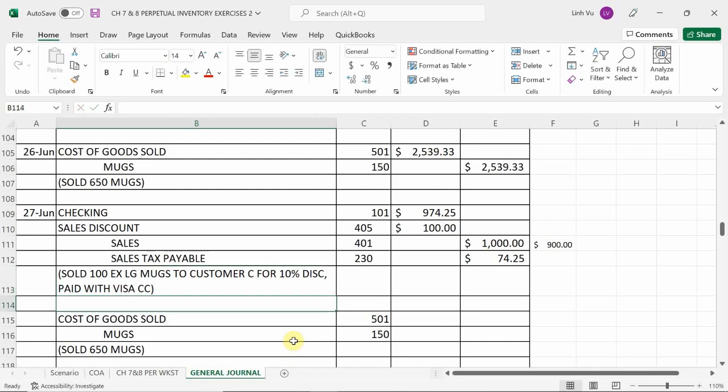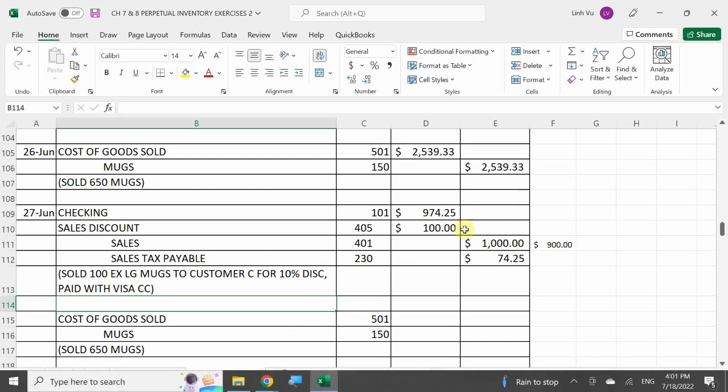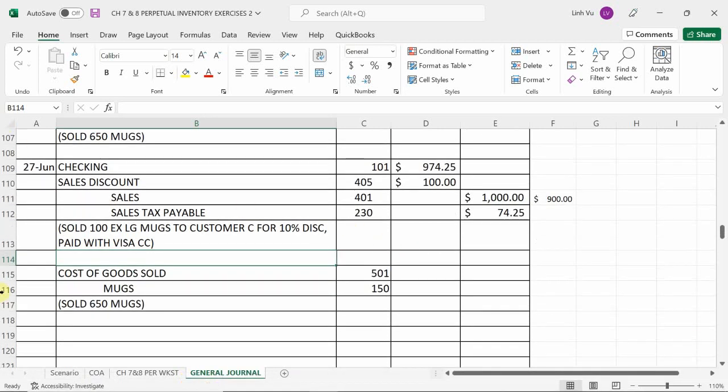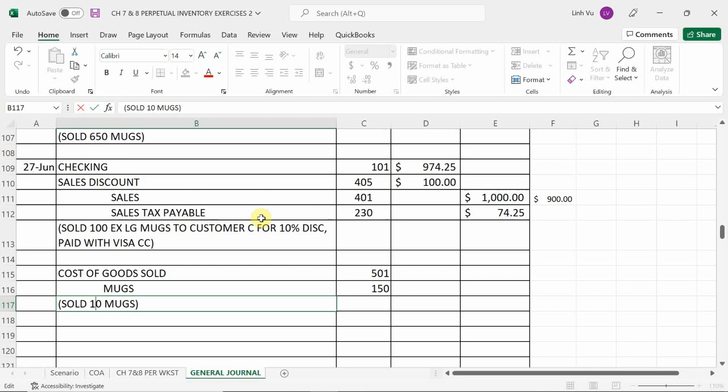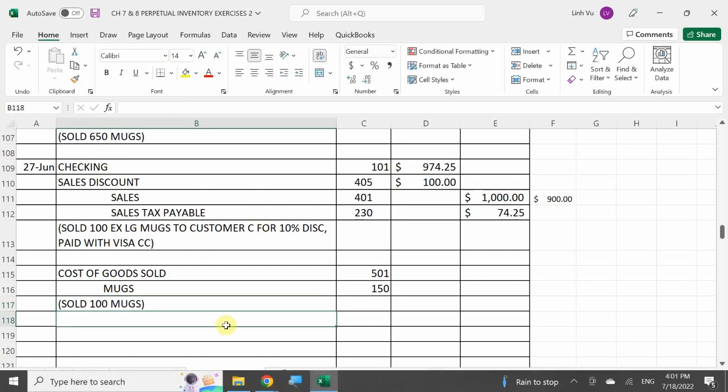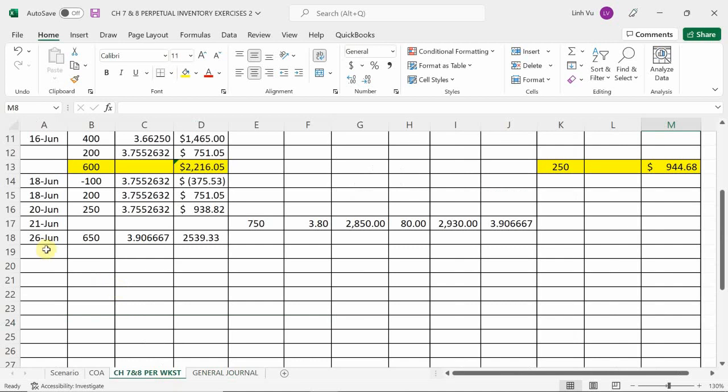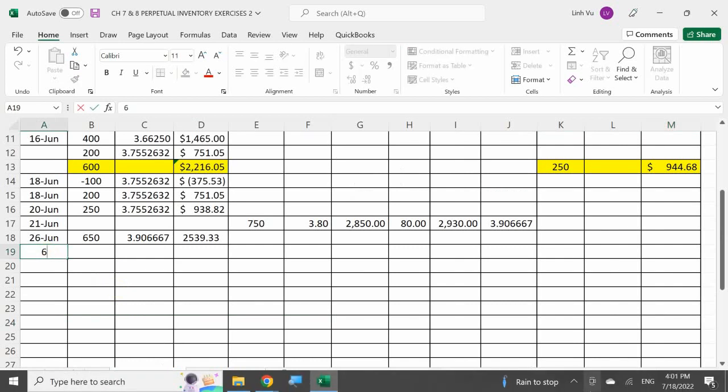Because why is the money coming to the checking account? Is it through an electronic funds transfer? Did they give us a check? What did they give us? In this case, I specified how they paid us. They paid us with a Visa credit card. Okay. So in this case, I need to now adjust for selling 100 of those coffee mugs. So in this case, how do I adjust this?